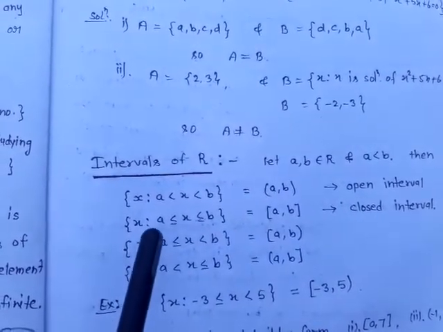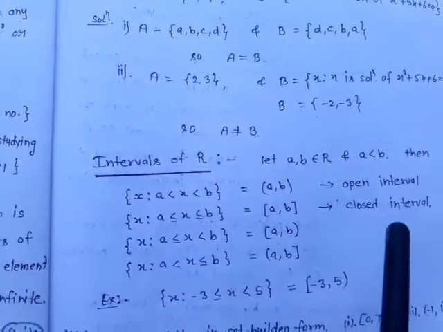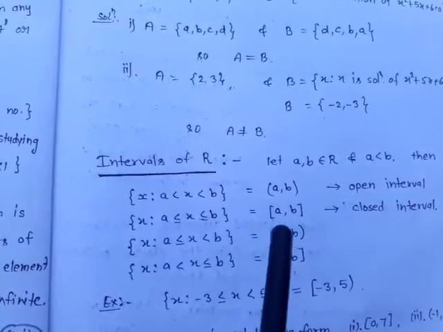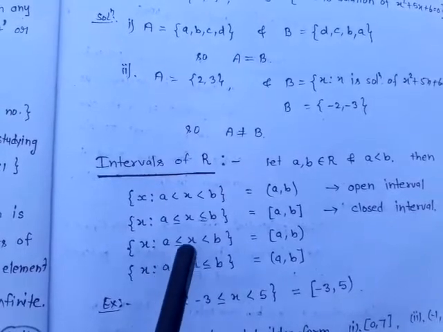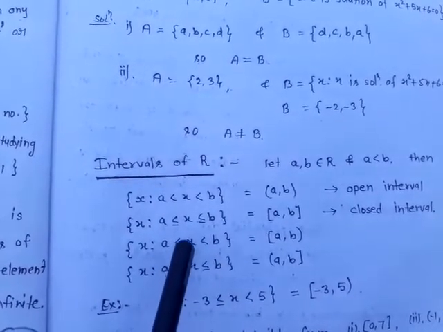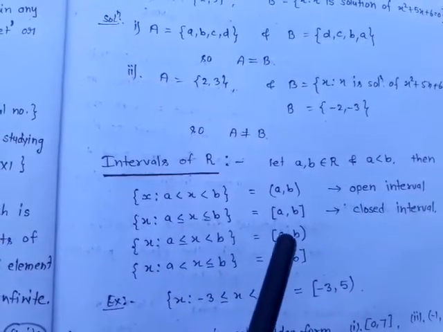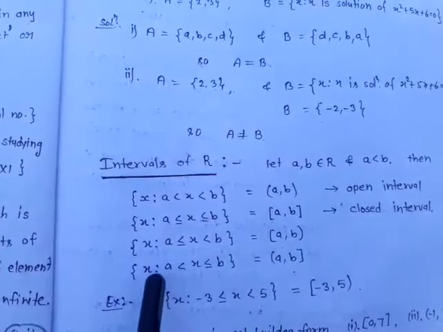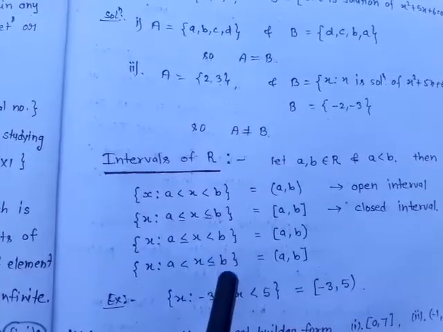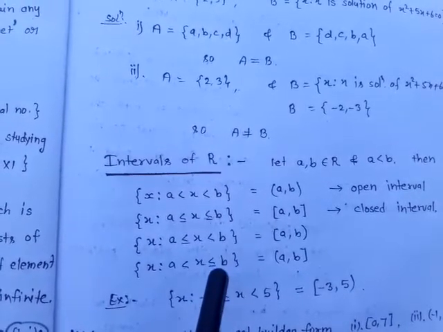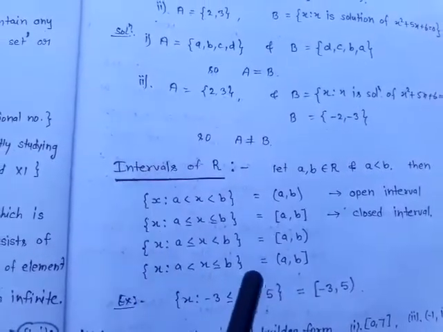Now {x such that a less than or equal to x less than or equal to b} is called a closed interval and is represented as [a, b] in big brackets. {x such that a less than or equal to x less than b}: here at a we use both inequalities, less than and equal, so a uses a big bracket and b a small bracket. Now {x such that a less than x less than or equal to b}: here at b we use both less than and equal, so b uses a big bracket. This is the representation of an interval in a set.